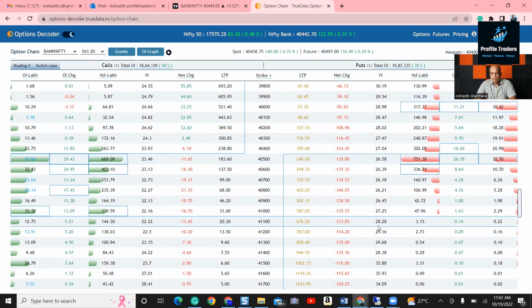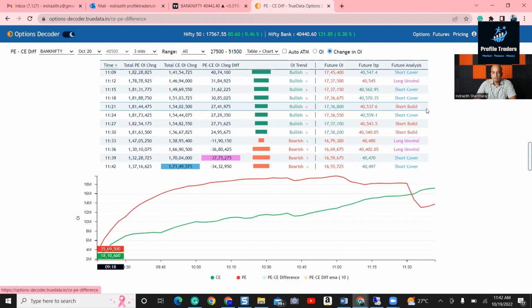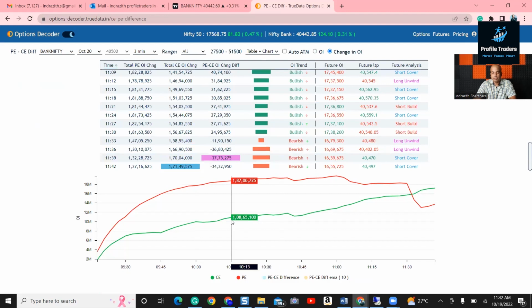So most of options chain, right? For example, Bank Nifty, and this is the ATM strike price. It shows all the information like LTP, net change, IV, volume, OI, everything. Okay, so this is the option chain feature. The most frequently used feature in my opinion is PE-CE difference, because I use this feature very much.